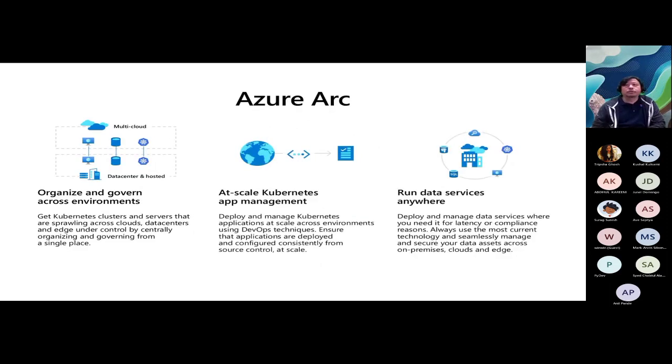So basically, you can organize and govern across multiple environments. You can manage your Kubernetes clusters using DevOps techniques, and you can deploy everything in a consistent way at scale. And also, you can deploy and manage your data services anywhere with it. These are the biggest features that we have inside of the Azure Arc. And then I'll present some scenarios where you can understand a little bit more how it works.